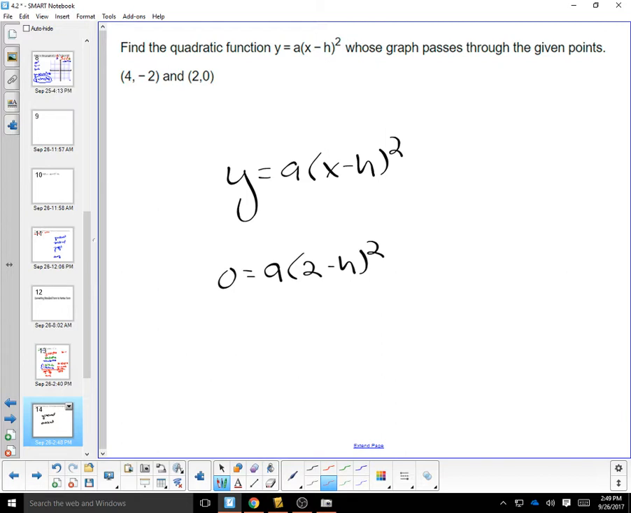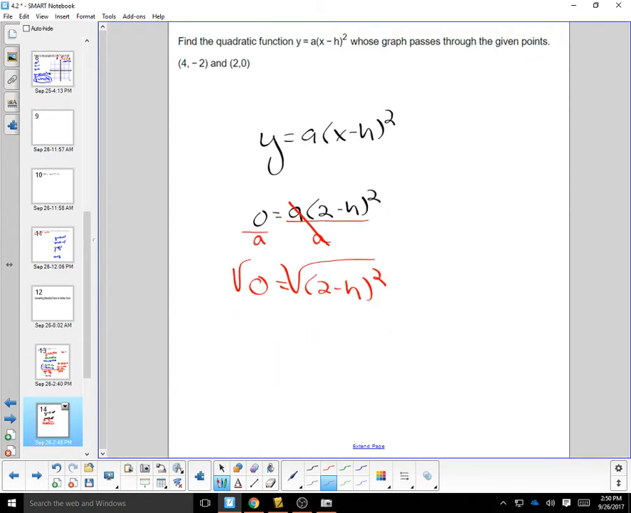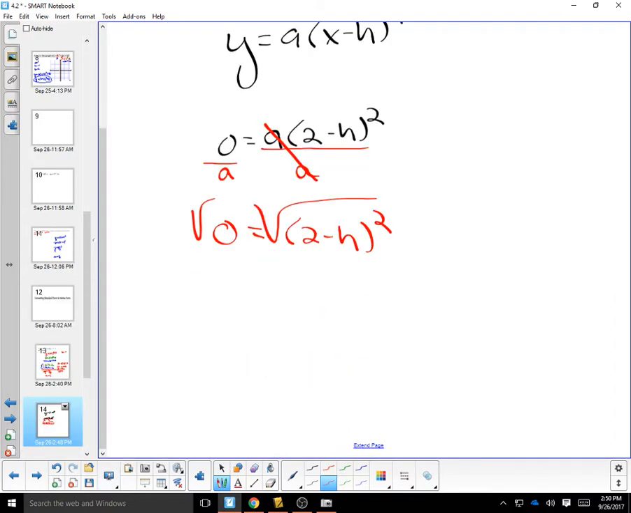I want to get h by itself, so I divided both sides by a. A over a becomes 1. What does 0 over a become? 0. That gives me 0 equals 2 minus h squared. How do I get rid of the square? Square root both sides. So what is the square root of 0? 0. So I got 0 equals 2 minus h. All I did was move h to the other side, and guess what h is equal to? 2.